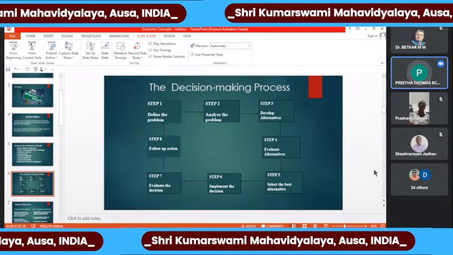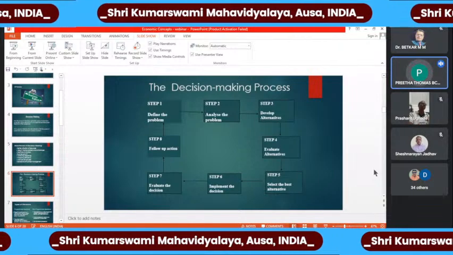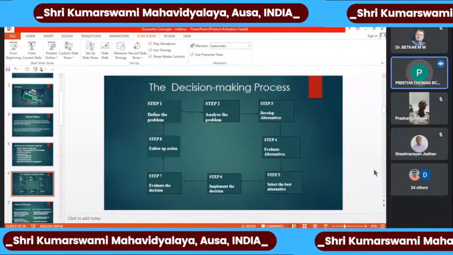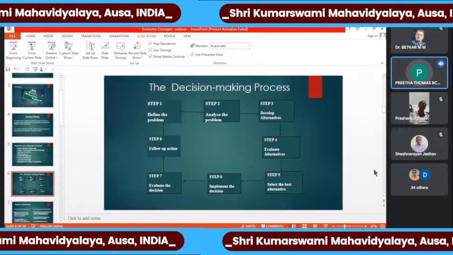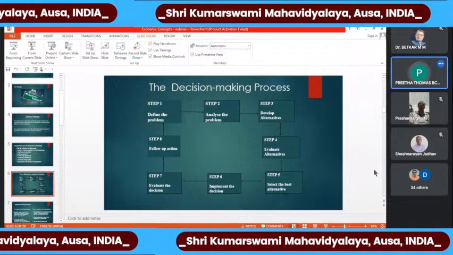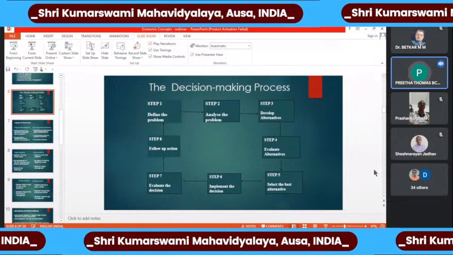No matter how big or small a decision is, mentally, all of us go through these things. We analyze a problem, we develop the alternatives, we evaluate which is the best, we select the best alternative, and then we implement the decision. Okay, so this is what is known as the decision-making process, right?